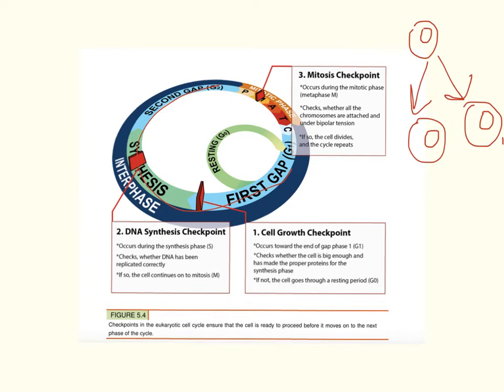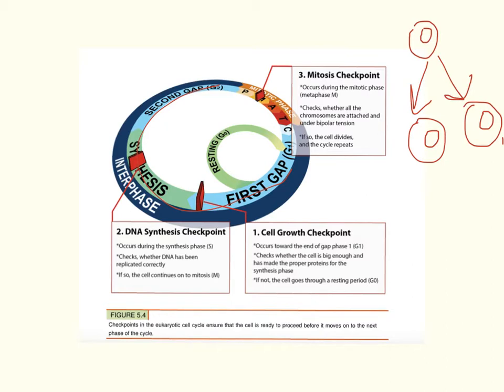So normally if the cell just isn't big enough yet, it goes into resting, gets a little bigger, and comes back in. That could happen in an epithelial cell or a liver cell, and that would just keep going. But in a neuron, it stays in G0 through your entire lifespan.